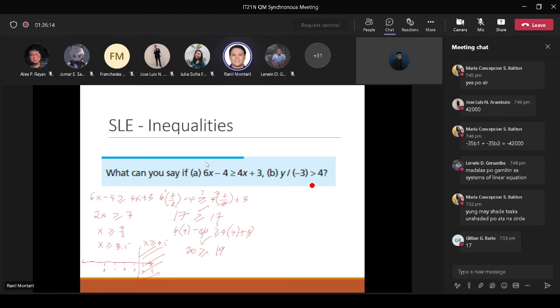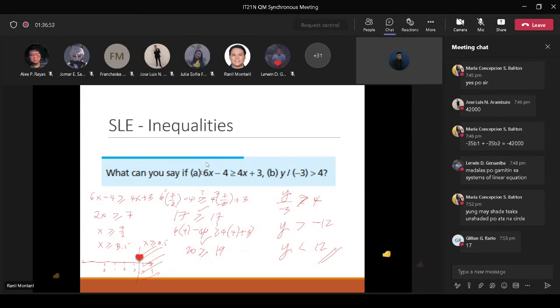How about letter B? Ito may trick to. y over negative 3 is greater than 4. Now, we multiply both sides by negative 3, which gives negative 12. Kapag nagbabago yung sign, naging negative, mag-change daw yan. Magiging y is less than negative 12. Ito yung magiging sagot. Pag nagbabago yung sign, pag naging negative, nagiging ganyan. Okay, class?